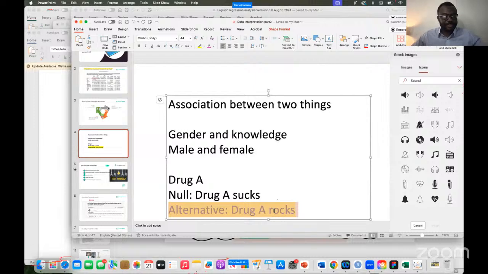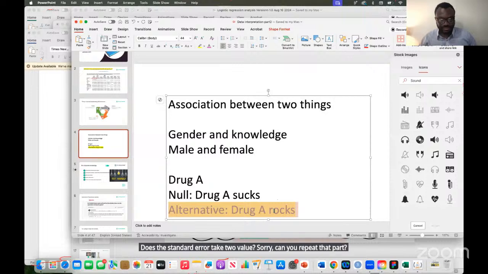Does the standard error take... Sorry, go ahead. Does the standard error take to value of p-value? Sorry, can you repeat that part? Yeah, does the standard error take to value of p-value? Halima, if you can just rephrase your question so it can be clearer.